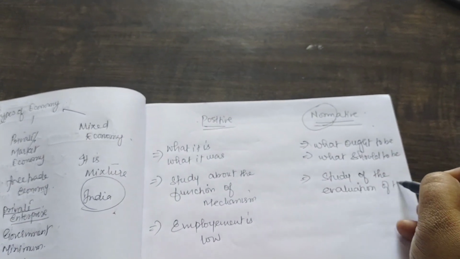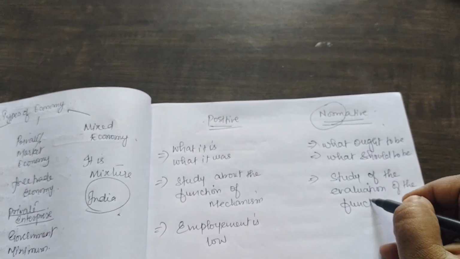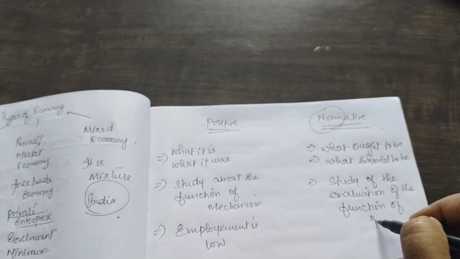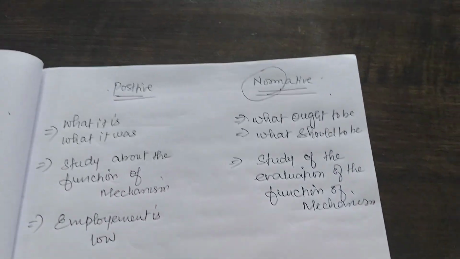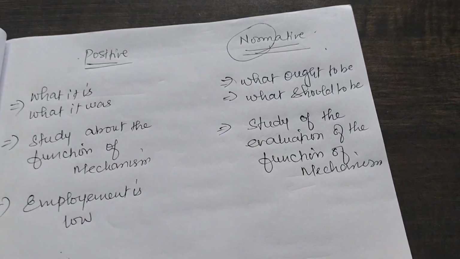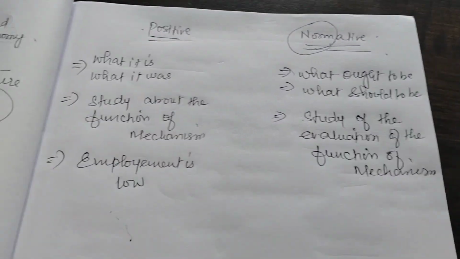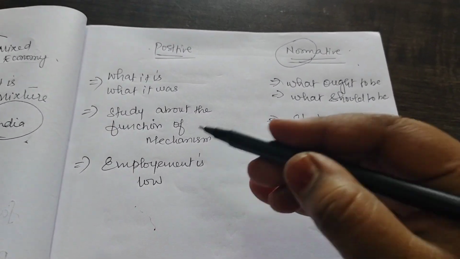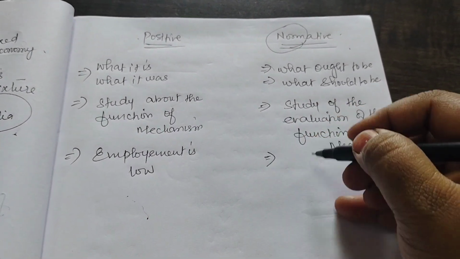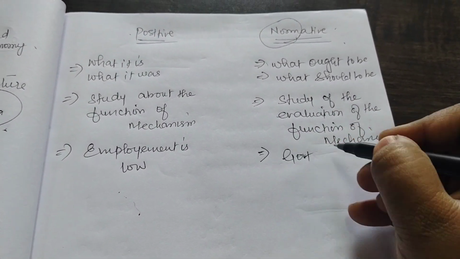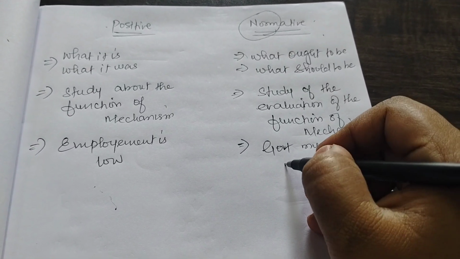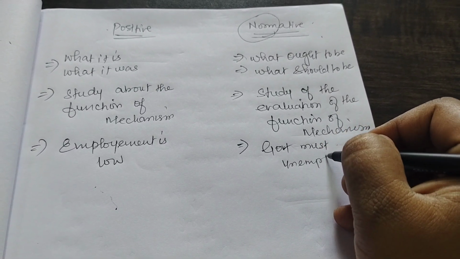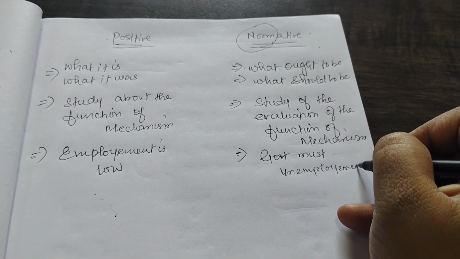Here it is about the evaluation of the function of the mechanism. So here we will be discussing what is favorable to the country and what is not favorable, what is desirable to the country and what is not desirable. Here we are going to give a statement, for example, when employment is low, we will say that the government has to do something. The government must take steps towards unemployment in our country. So this comes under normative economics.